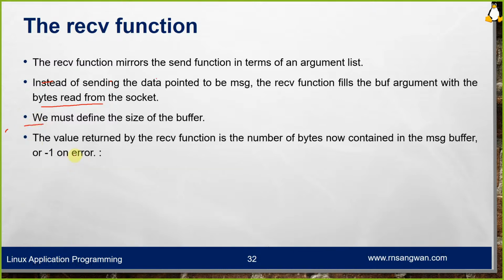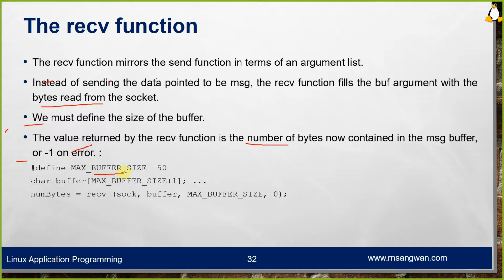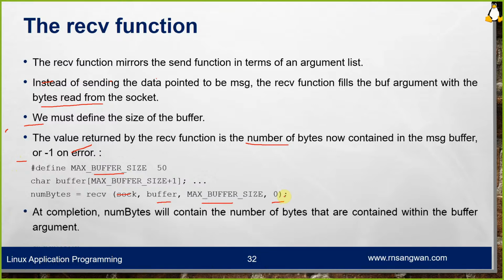The value returned by the receive function is the number of bytes now contained in the message buffer, or -1 on error. So we define a maximum buffer size of 50, a character buffer, and then the number of bytes. The receive function is used the same way, with socket, buffer, size, and the third optional parameter. At completion, n bytes will contain the number of bytes that are contained within the buffer argument.